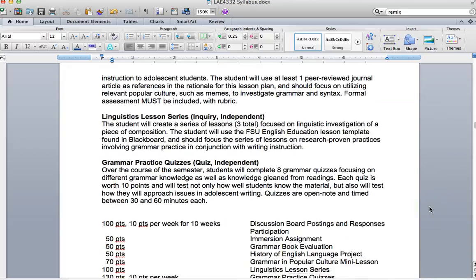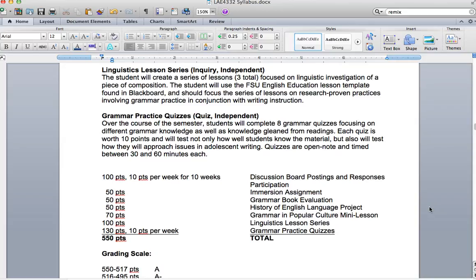You'll have several grammar quizzes throughout the semester. They're going to be every week, due on Friday. They're open note, but they are timed from 30 to 60 minutes. Some of them will have very few questions. Some of them will have between 7 and 10 questions. They'll never go over 10 questions.